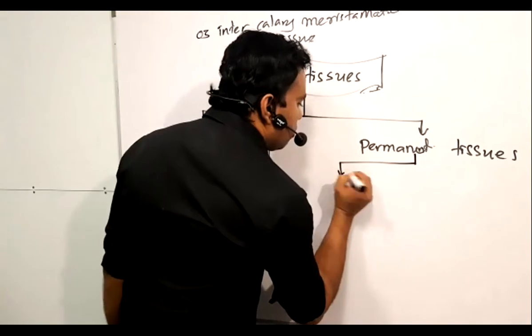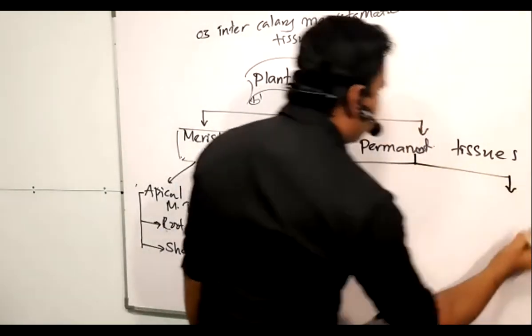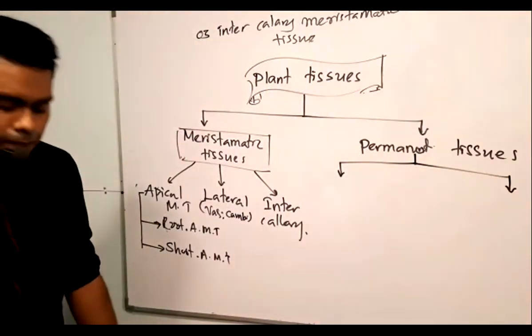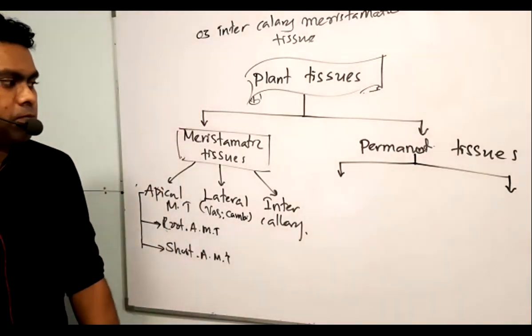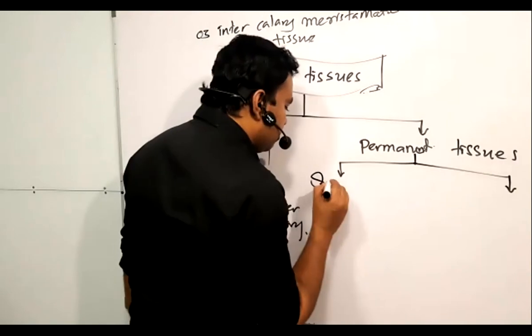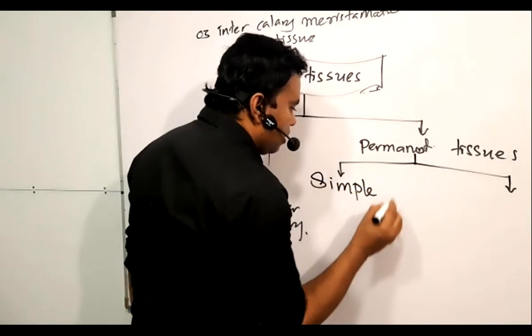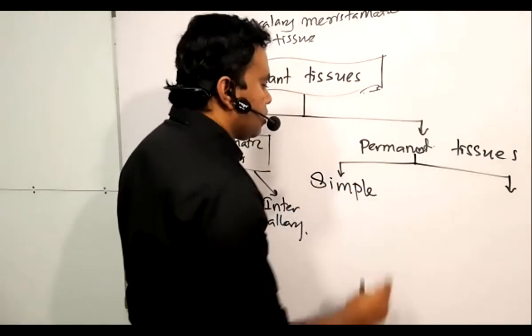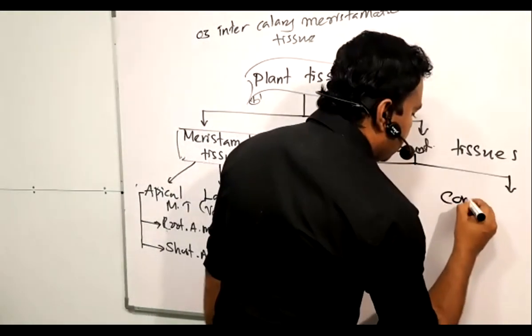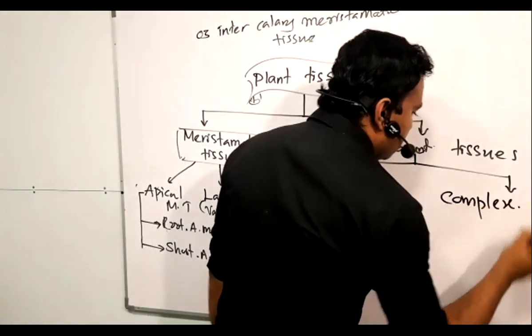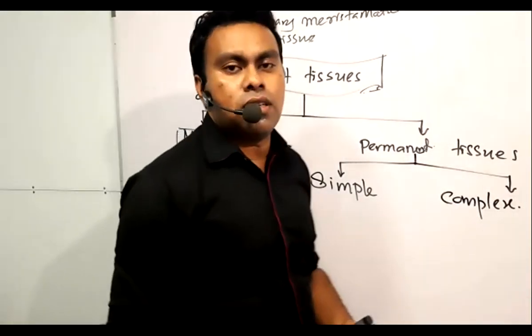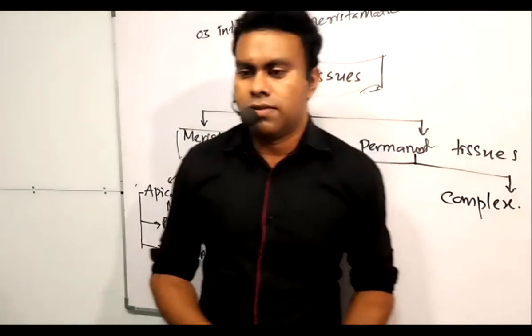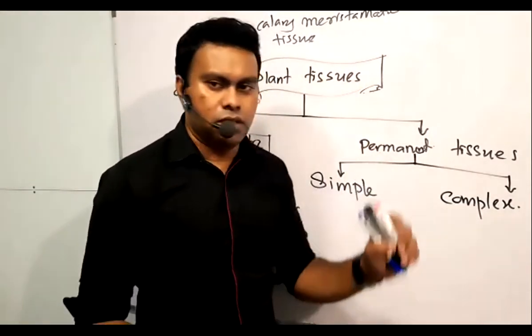The permanent tissues. Permanent tissues are of two types again. What are those two types of permanent tissues? Simple permanent and complex permanent. Okay, listen carefully. Simple permanent.